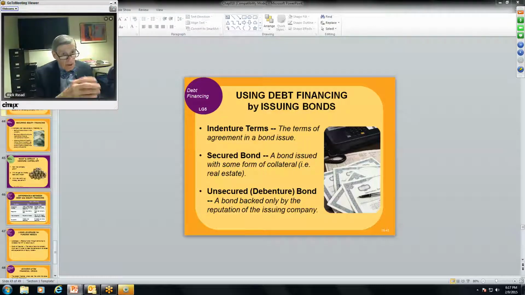Debt financing by issuing bonds: indentured bond, secured bond, unsecured. We know what secured is. It's backed by some type of collateral. And then we know what unsecured is. It's only backed by me, by my reputation, how good I am. And then indentured terms is just the terms of the agreement of the bond issue, 30 years, whatever that happens to be.